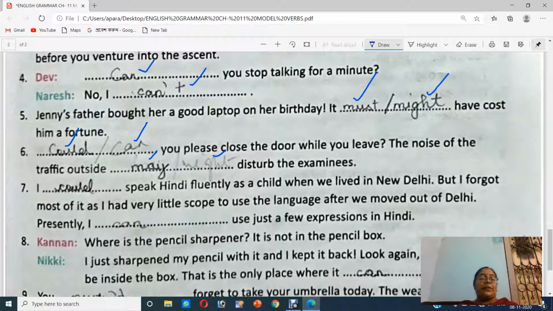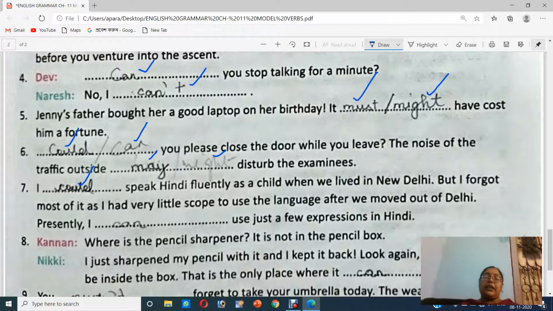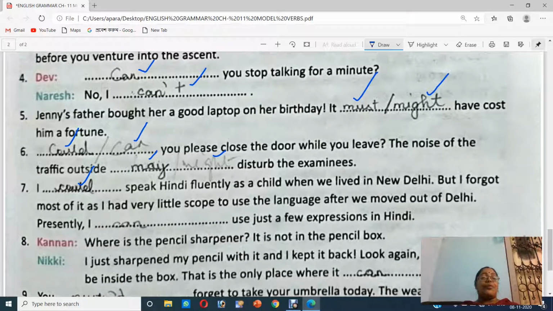Now, number 7. I could speak Hindi fluently as a child when we lived in New Delhi. But I forgot most of it as I had very little scope to use the language after we moved out of Delhi. Now the next is presently I can use just a few expressions in Hindi. Okay, done.